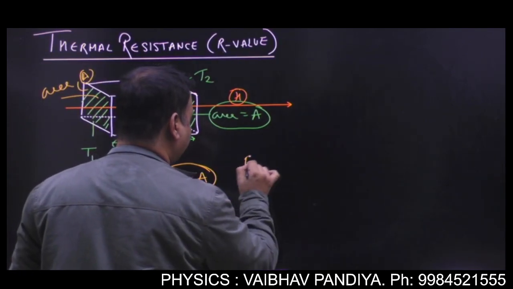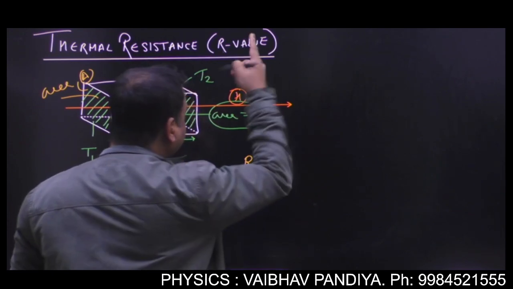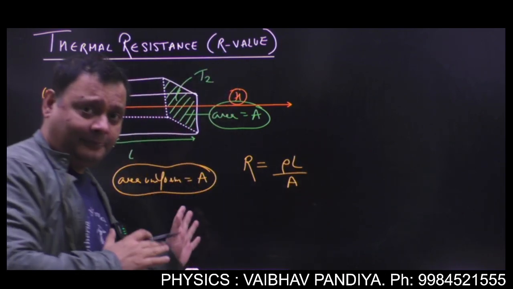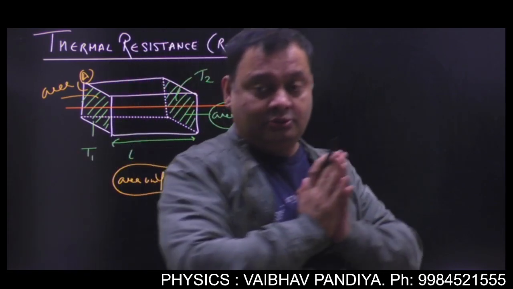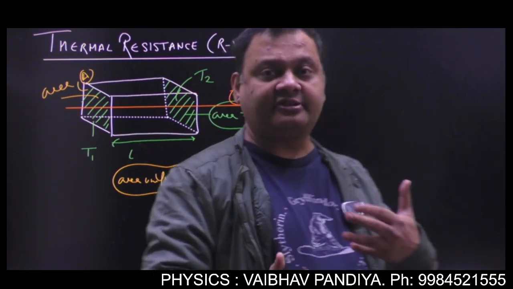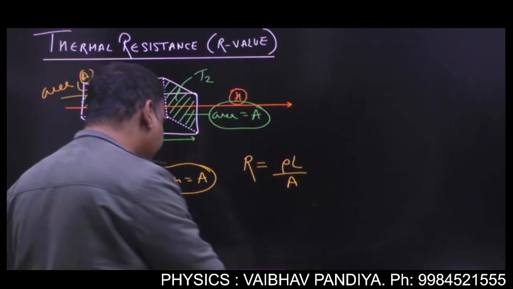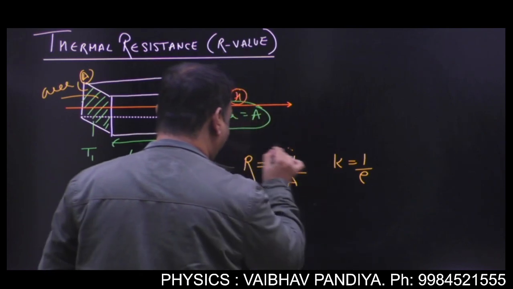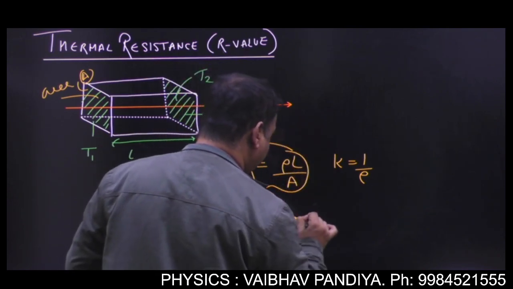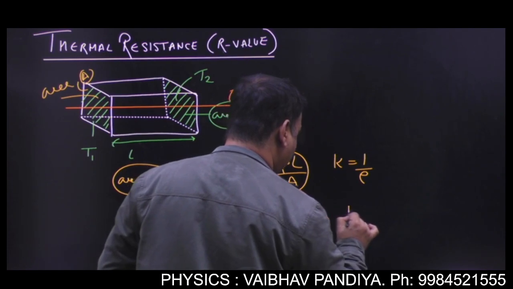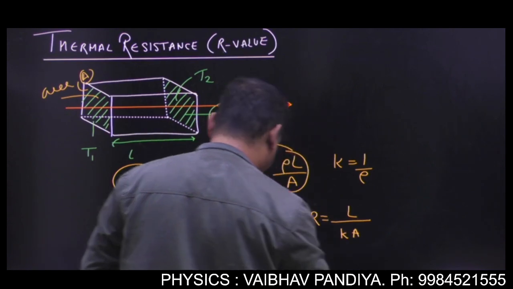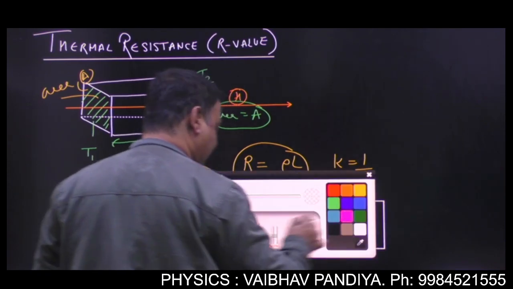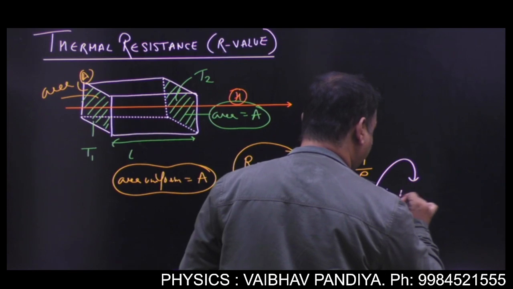So here you can define the thermal resistance as the resistivity, same as the electrical resistance, L divided by A. Now as I told you right now, in thermal flow, the parameter of more common use is conductivity, K. And K is 1 by rho. So if you want to write this formula in terms of K, your resistance will come to be L by K into A, isn't it? So this will be the formula for the thermal resistance in terms of K. And there is one limitation of this formula.